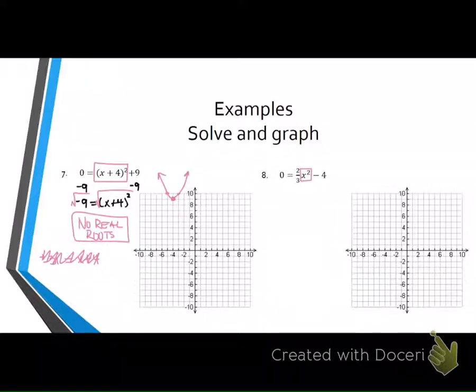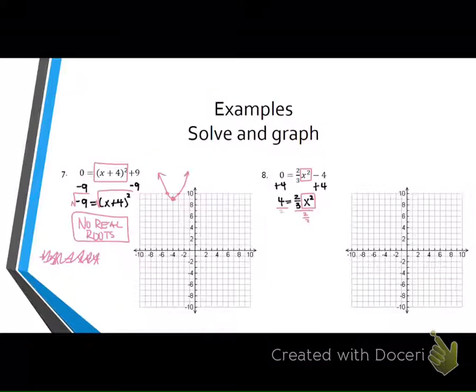Last one. Blaine, what's the first step? Add 4. Be careful, 2/3 is outside of the squaring. So what do you still have to divide by? Make sure you use that fraction button in your calculator. And what do you get?